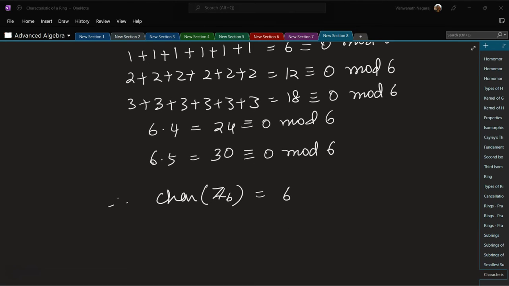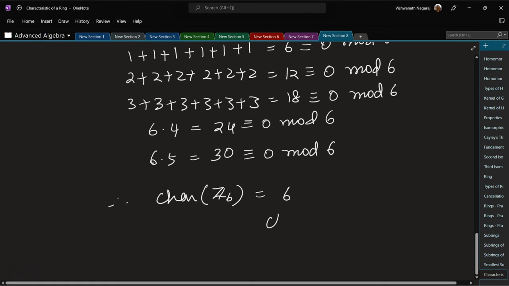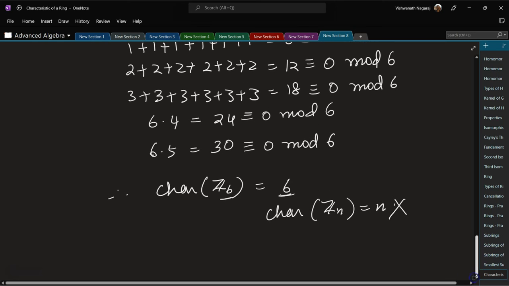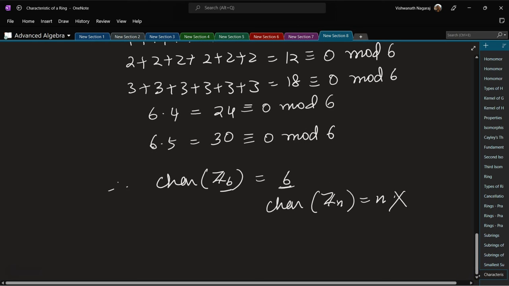Is 6. This might give you a wrong impression that the characteristic of Zn is equal to n, because here it is 6 and here it is 6. But that's not true. So let's take one more example to understand this.